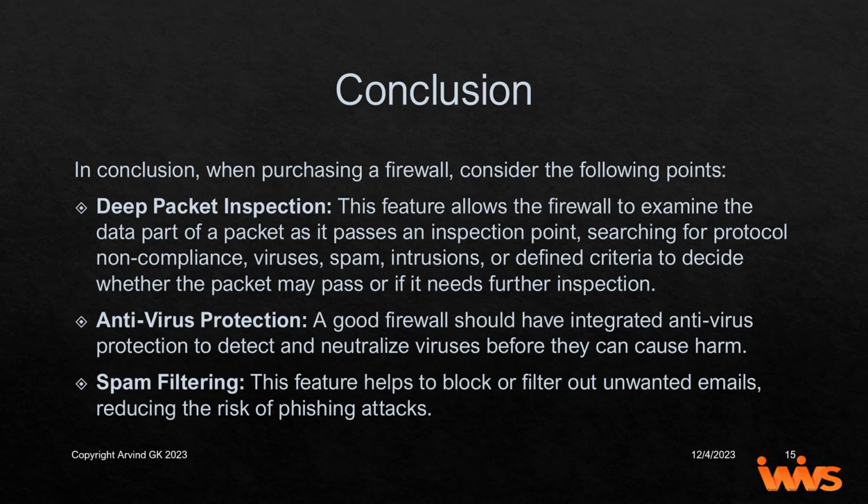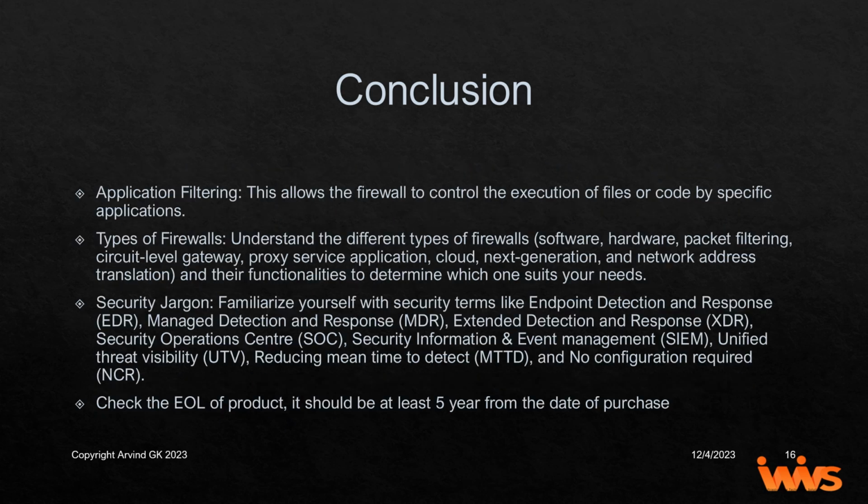In the overall conclusion, I might take a bit long because there are a lot of things. Deep inspection: the firewall feature examines the data packet, searching for protocol non-compliance, viruses, spam, intrusion definitions. All these things it will identify. Antivirus protection, we all know what antivirus is. Basically it will find any malicious thing that matches a signature, and it will not allow the packet to flow. Spam filtering is filtering out the unwanted mails that are coming in. Application filtering allows the firewall to control by the specific codes of the application.